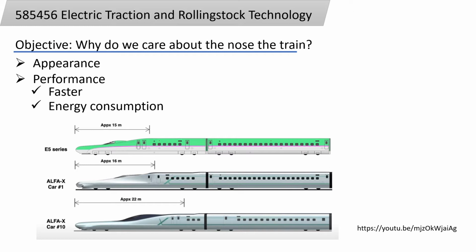If we take a look at the figure, the reason why the shape of the leading part is changed between car number 1 and car number 10 for Alpha X is to analyze the difference in pressure and air resistance of the car body when entering the tunnel and to develop a more optimal shape.